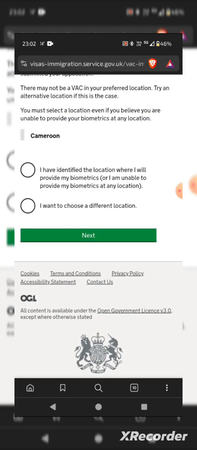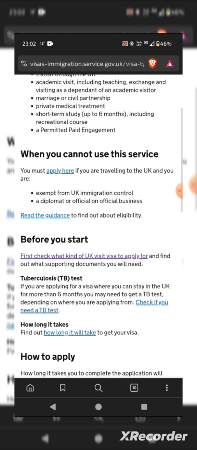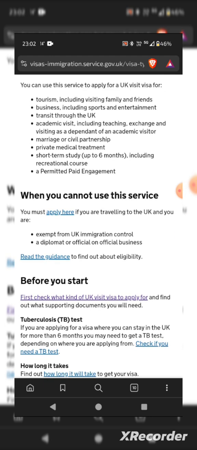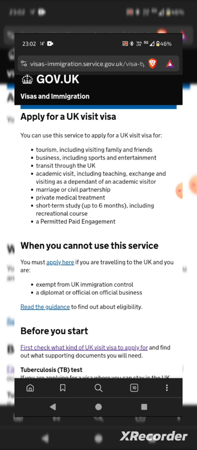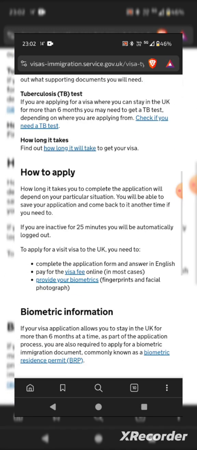So you identify the location and all those things. If you want to change it, you can click here and take next. But I know I'm doing it in Cameroon, so next. You need to ensure that this is the summary of what you can do with a visit visa. But each visa is kind of different within the visit visa. So make sure you know what you are doing.